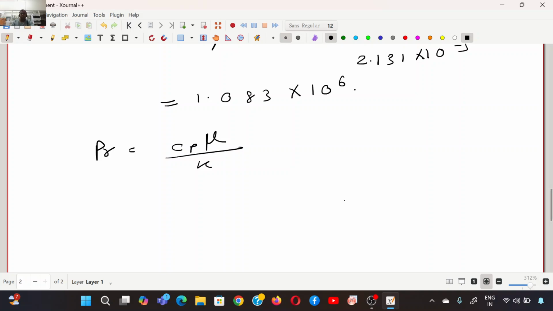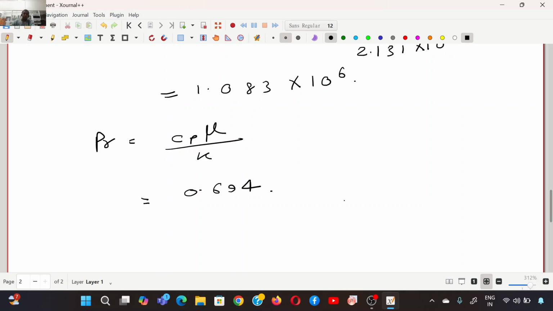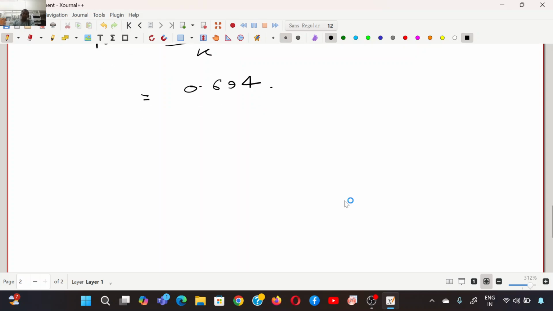Prandtl number is Cp mu by k. Just plug in the values of Cp, mu and k and tell what you get. Prandtl number. So you should get 0.694. Fine. So what's the correlation that has to be used here?